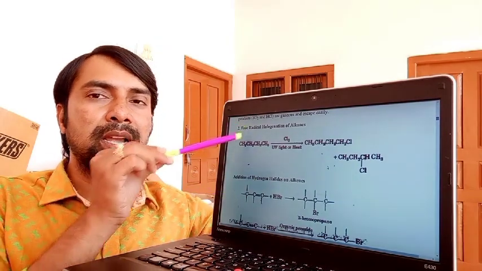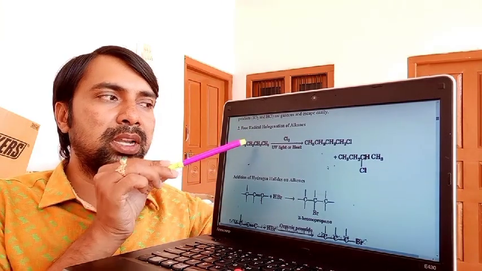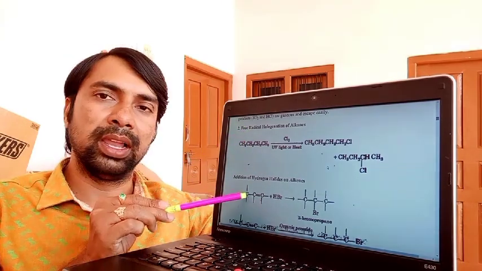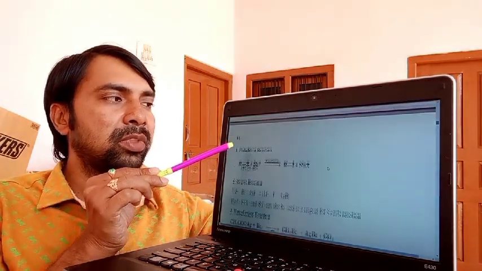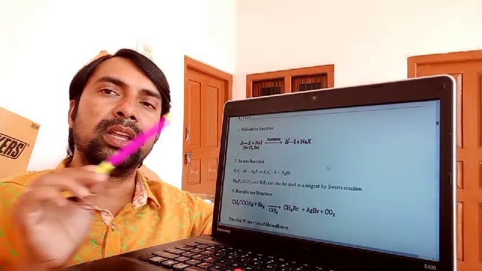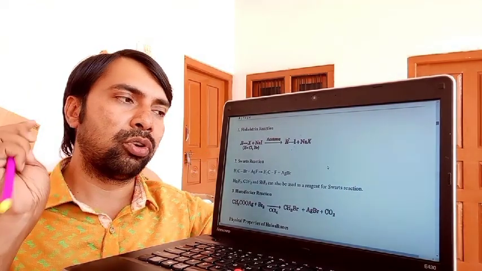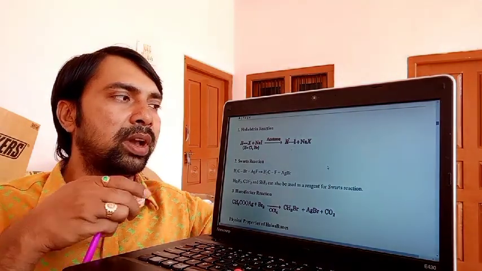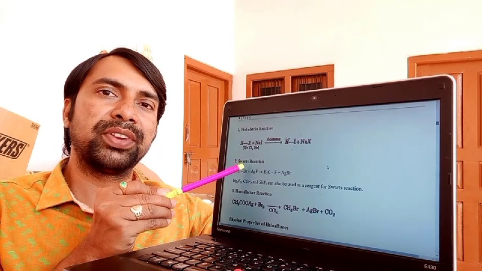So these are the two methods from hydrocarbons, that is alkanes and alkenes. Next, the third important method, that is the halogen exchange method, in which we have two important named reactions. One is the Finkelstein reaction, another one is the Swarts reaction.